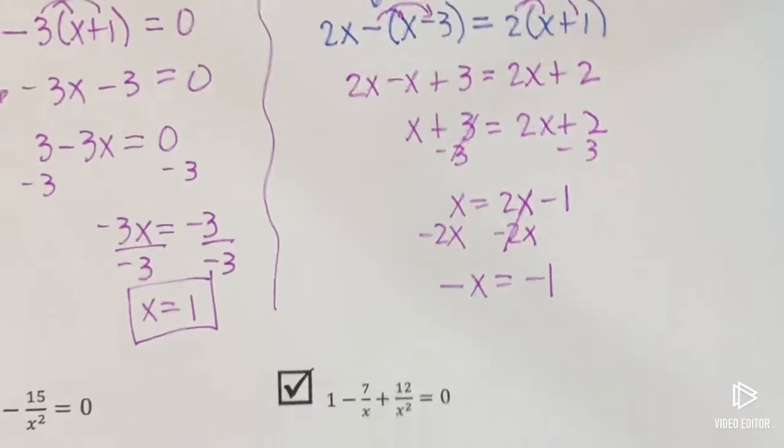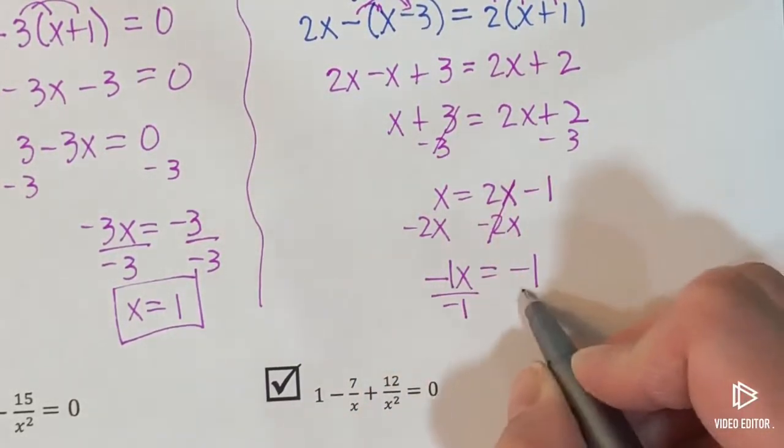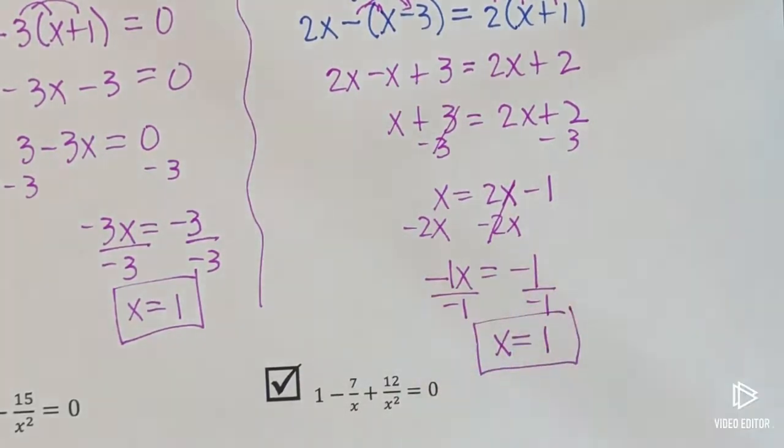And I don't want a negative. So to get rid of that negative, this is like a negative 1x. I'm going to divide by negative 1. Negative 1 divided by negative 1 is positive 1.